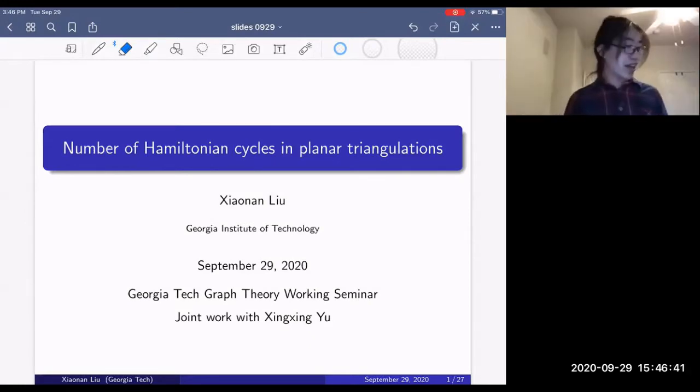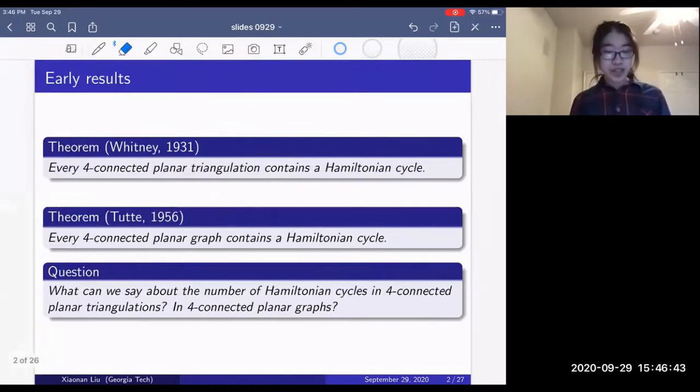Let's first look at some early results. In 1931, Whitney showed that every four-connected triangulation contains a Hamiltonian cycle. Tutte extended this result to all four-connected planar graphs in 1956. That is, every four-connected planar graph contains a Hamiltonian cycle. This result is very good.